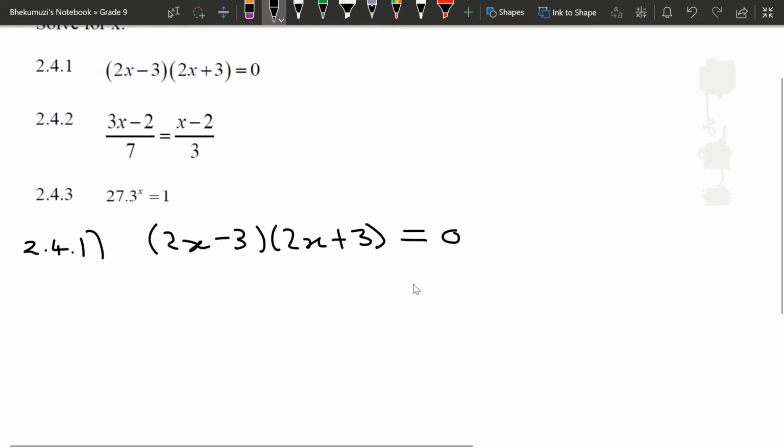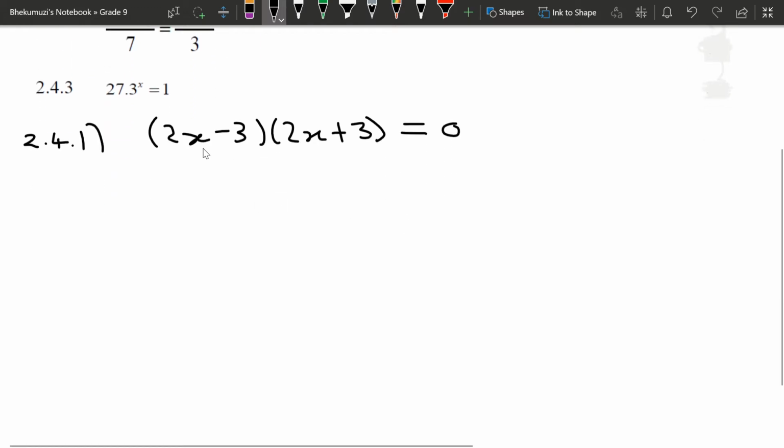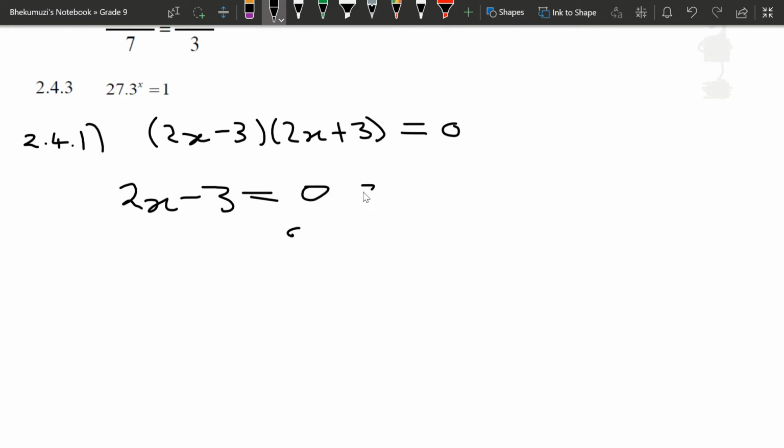So in this case, what it basically means is that if it says 2x minus 3 and 2x plus 3, remember, it's all equal to 0. How can any two things multiplied by each other give us 0? It's only if either one gives us 0, right? So what you'd say from this point on is just to say 2x minus 3 is equal to 0, or 2x plus 3 is equal to 0.